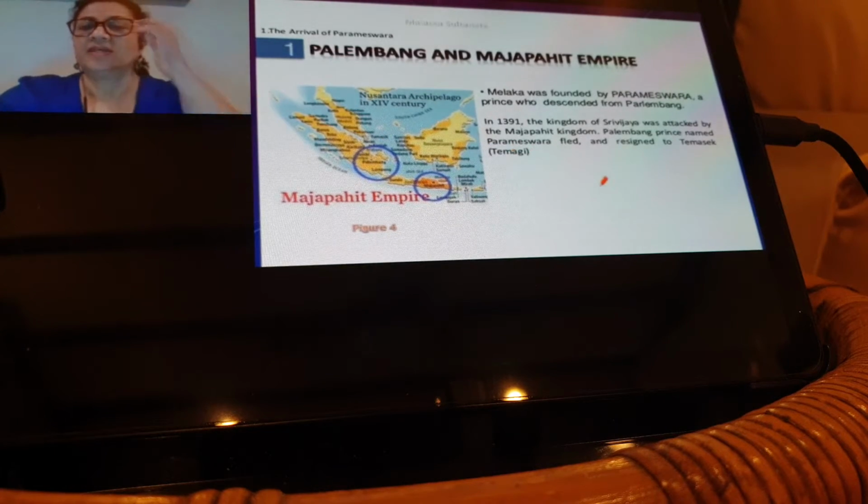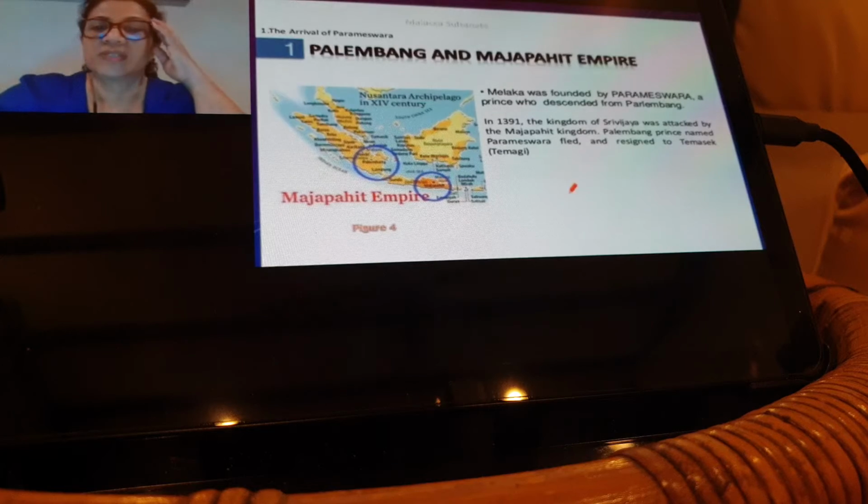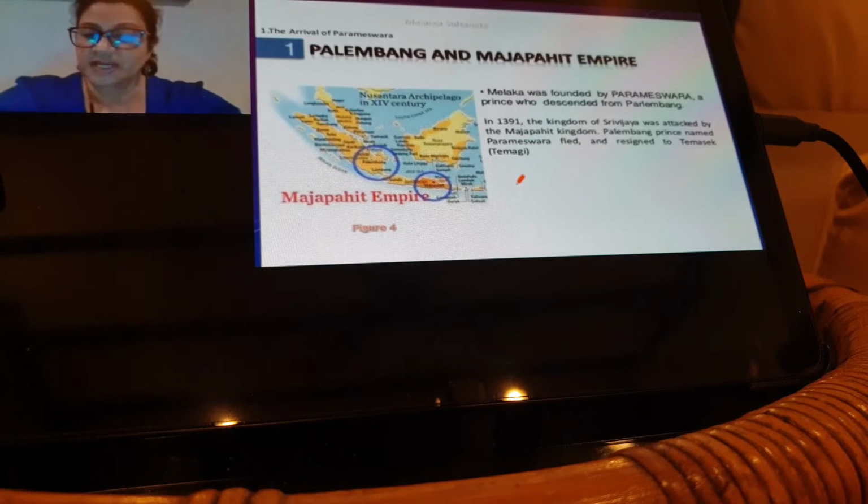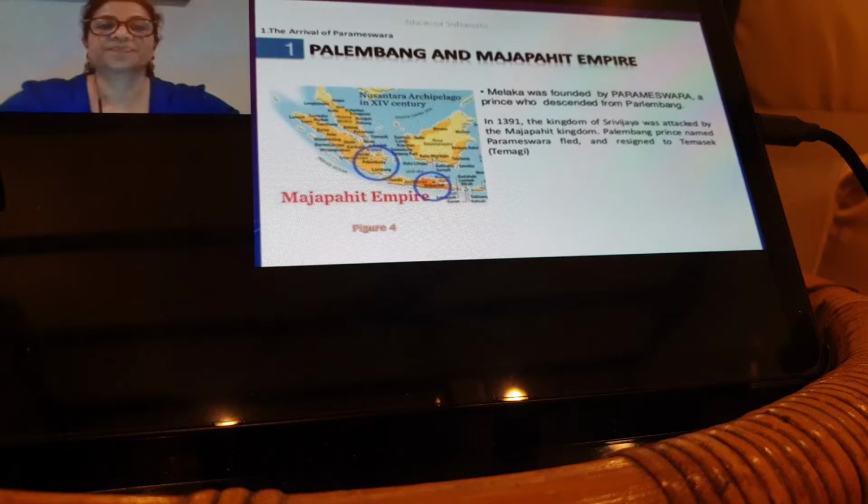So he went to Singapore, which is Temasek, which was at that point of time ruled by someone known as Temagi. So he went to seek asylum in Temasek. So let's see what happened thereafter.